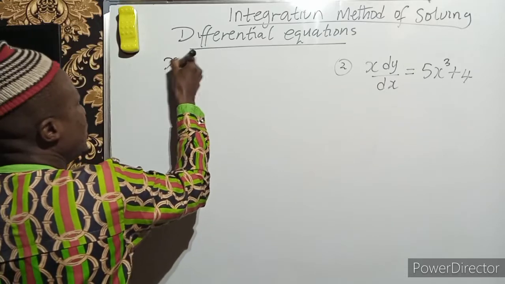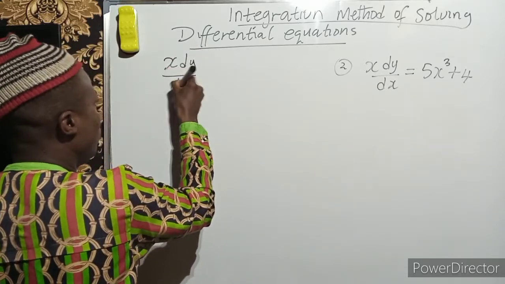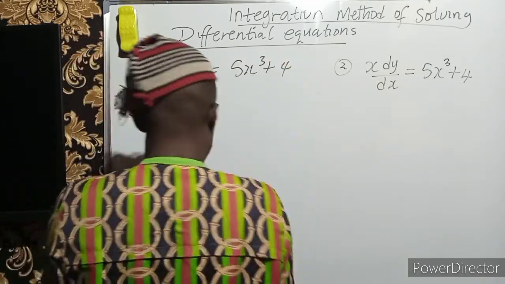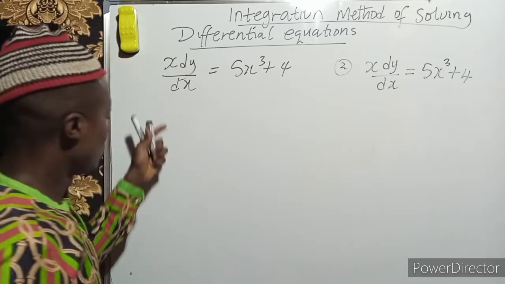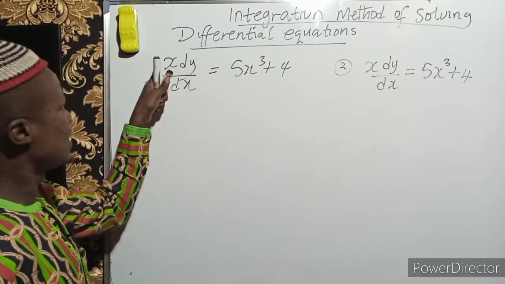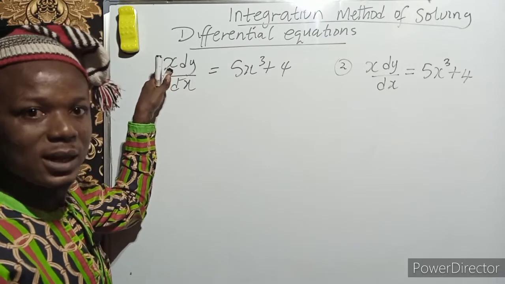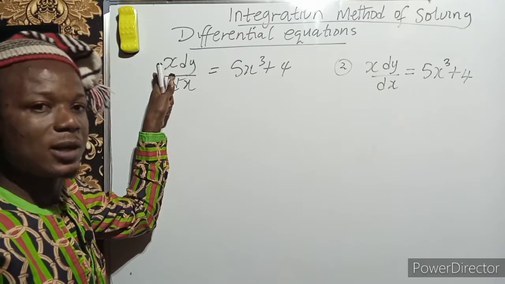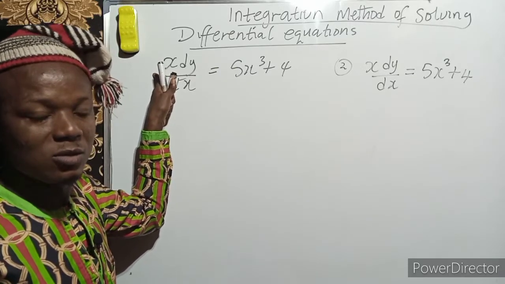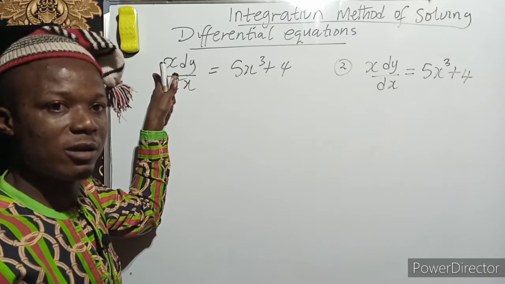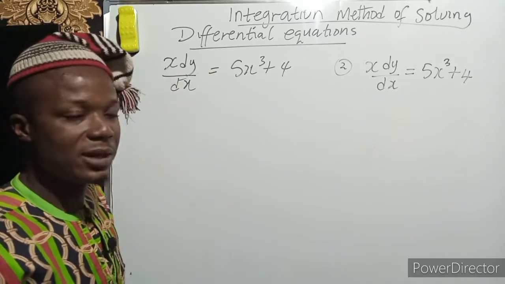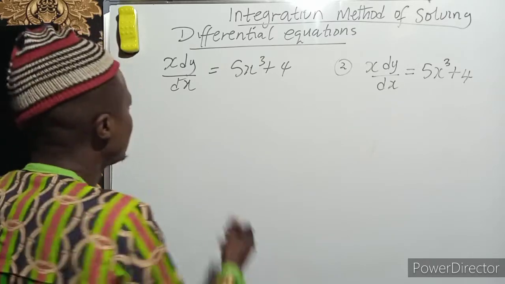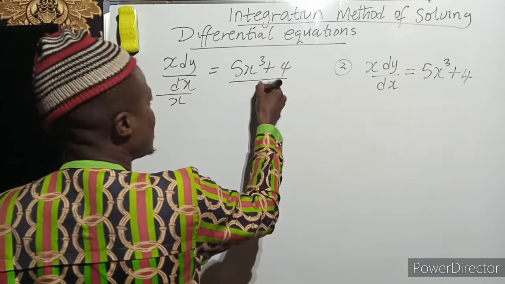Okay, in the second one we'll have x dy over dx equals 5x cubed plus 4. Now for me to get what I want, there is x disturbing this dy dx, so I need to let this x leave this particular place so that this dy dx will stay alone. If this dy dx stays alone and I integrate it with respect to x, it helps me get what I'm looking for. So since x is here, I can divide both sides by x, because whatever you do to both sides of an equation keeps it balanced. So I will divide both sides by x.